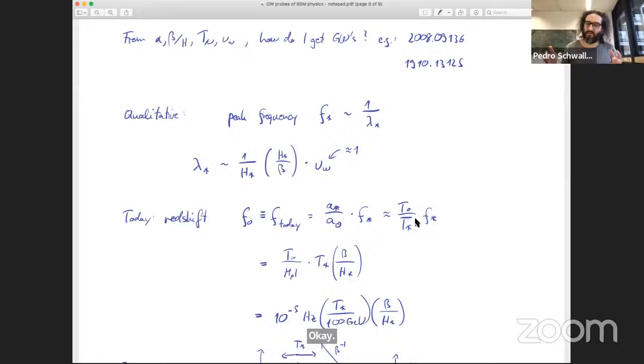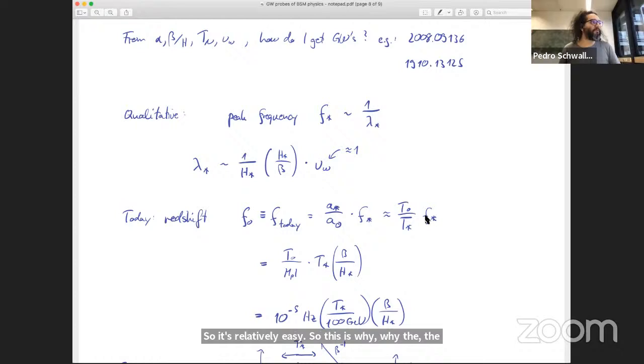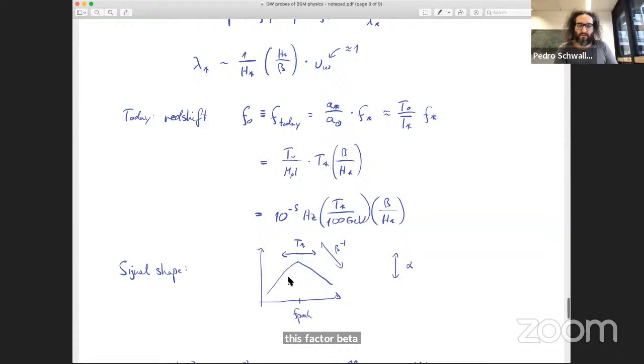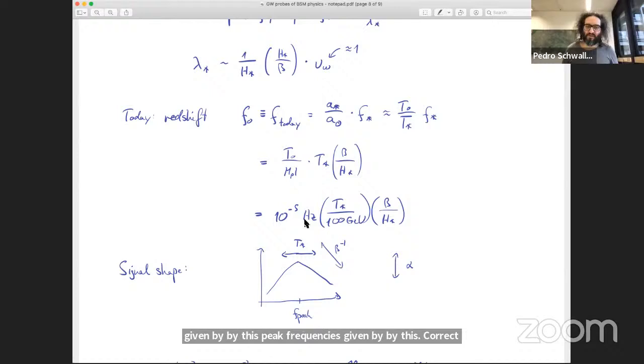So this is why the frequency of a gravitational wave, for example from a phase transition in the early universe, only depends on the temperature of the universe at the time of the transition, so at T star. And when you plug in the numbers, you find that for a phase transition at the weak scale, so order 100 GeV, the characteristic frequency is in the millihertz regime, 10 to the minus 5 hertz, and then you have this factor beta. Okay, so the signal is typically peaked. The peak frequency is given by this characteristic frequency, and then there is a tail on both sides.